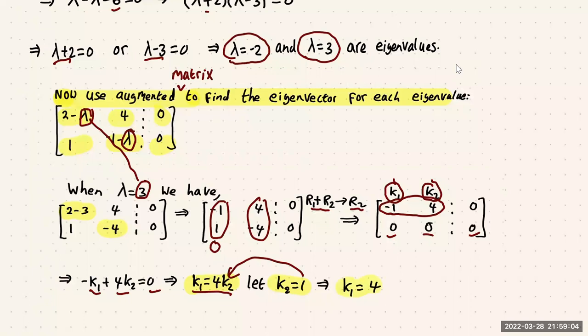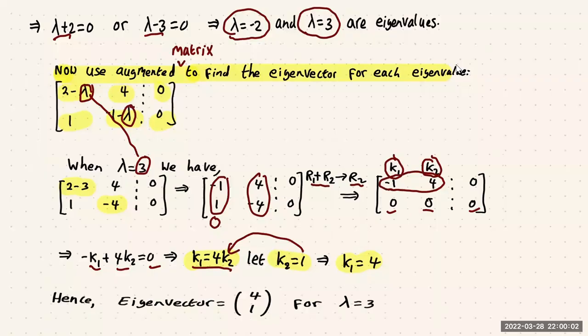So let me write the eigenvector out. Hence, our eigenvector will be 4, 1. It's basically going to be our K1, K2. So this is my K1 here. K1 is 4. K2 is 1. So let's verify that this is indeed an eigenvector. So let's do that.